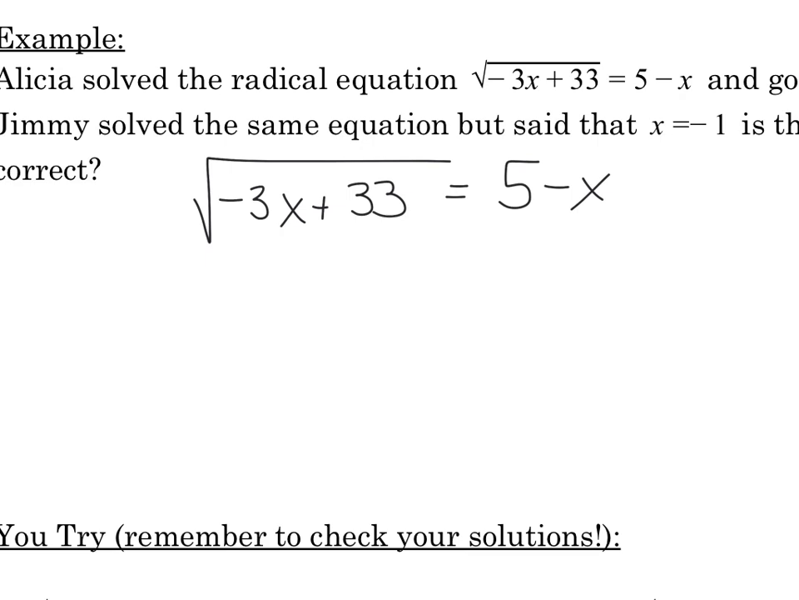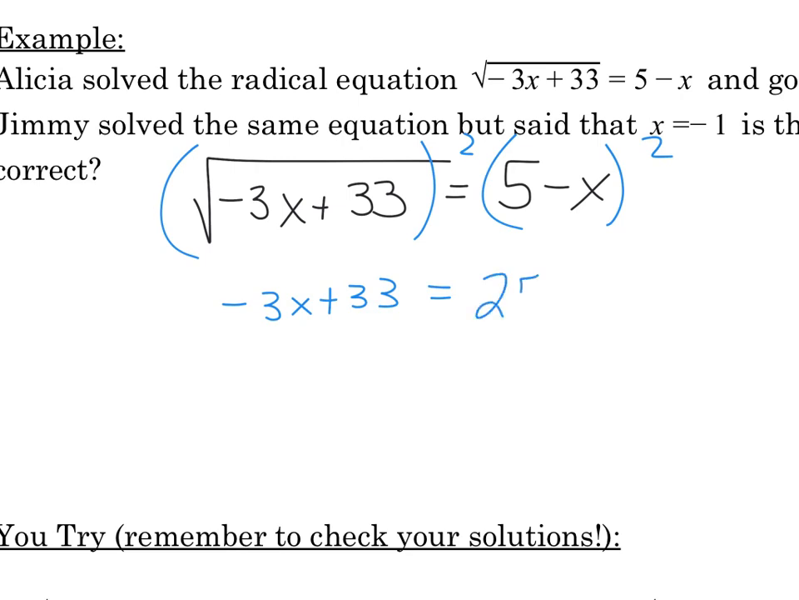I want to isolate my radical first. It looks like it already is. So now I'm going to square both sides. When I square this here, I'm going to get negative 3x plus 33. And when I square this, now here's where I have to be careful. This is going to be a quadratic. I'm going to get 25 minus 10x plus x squared.